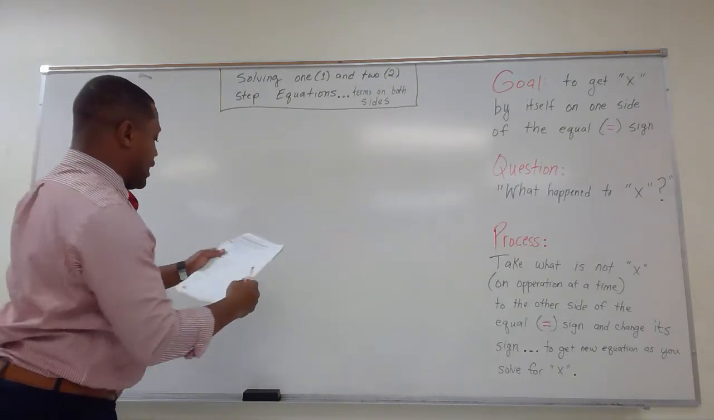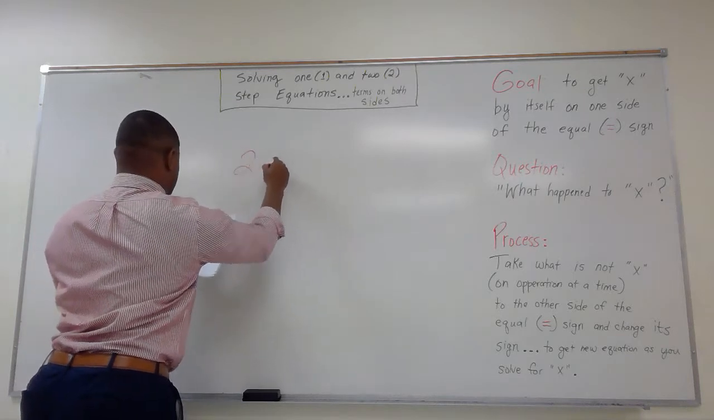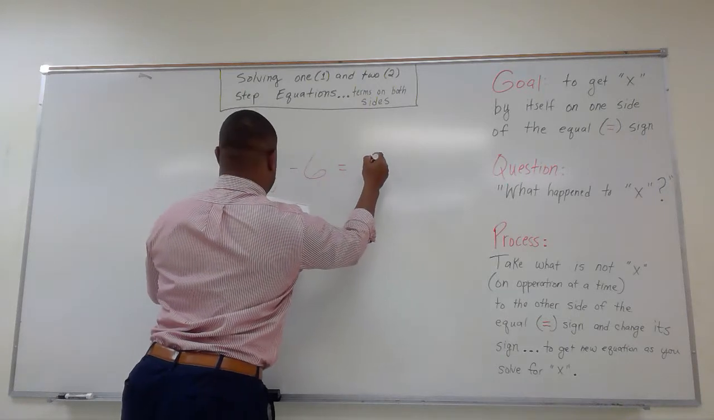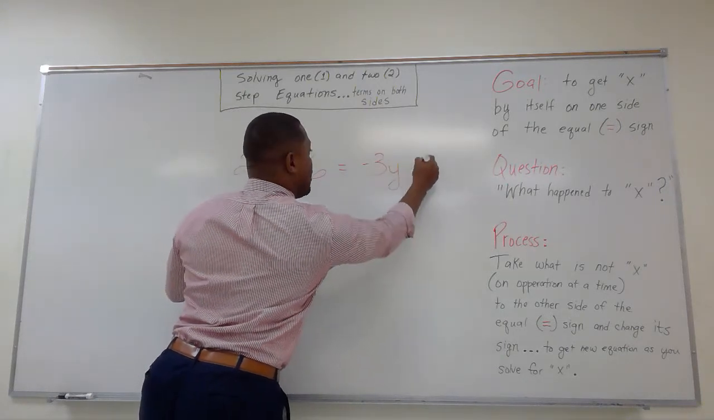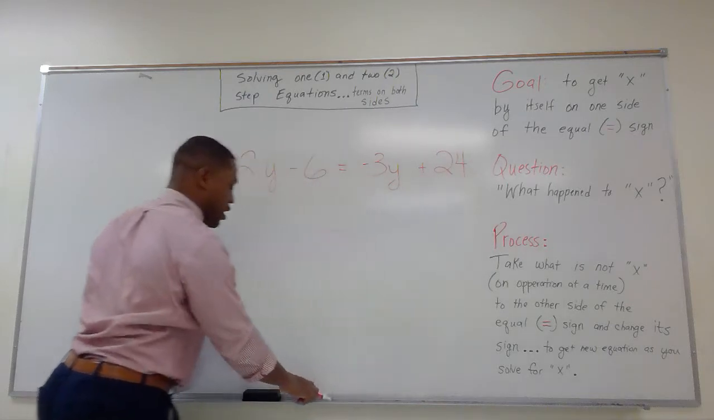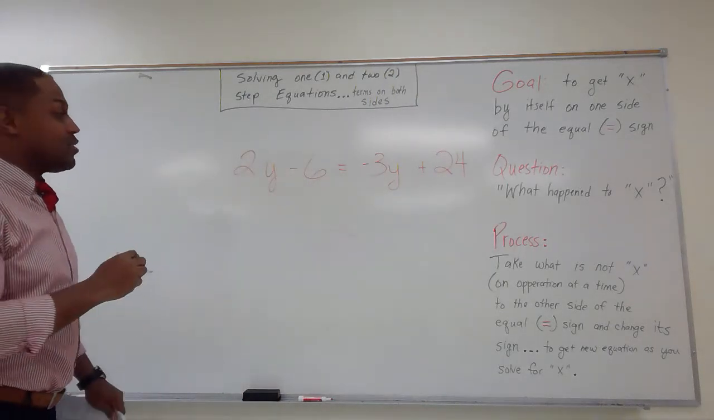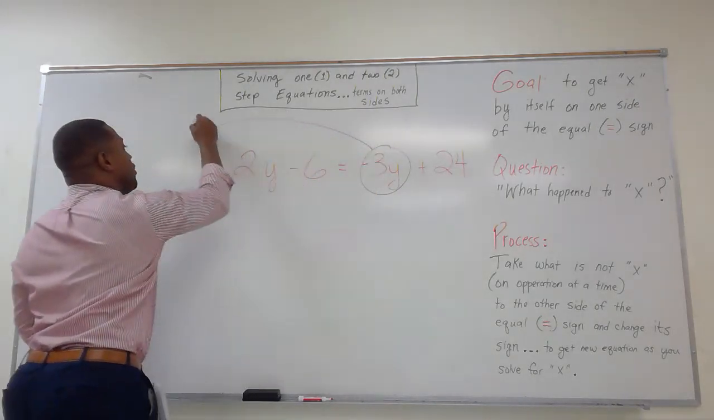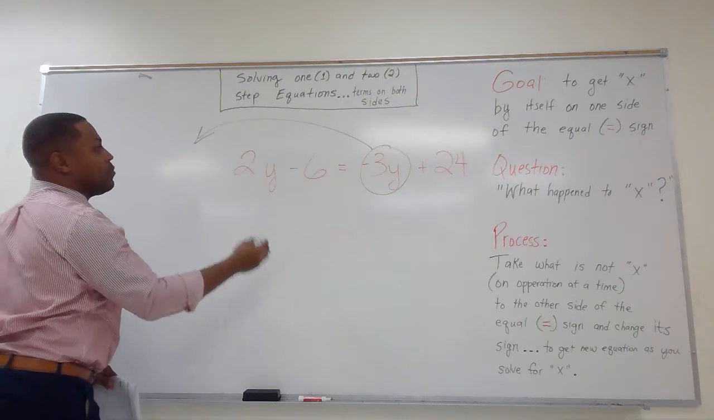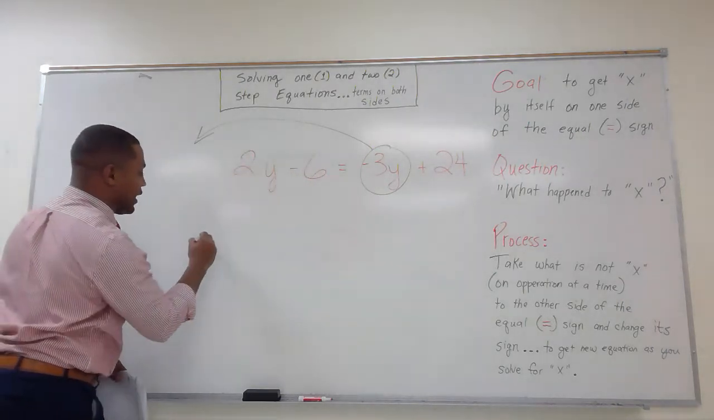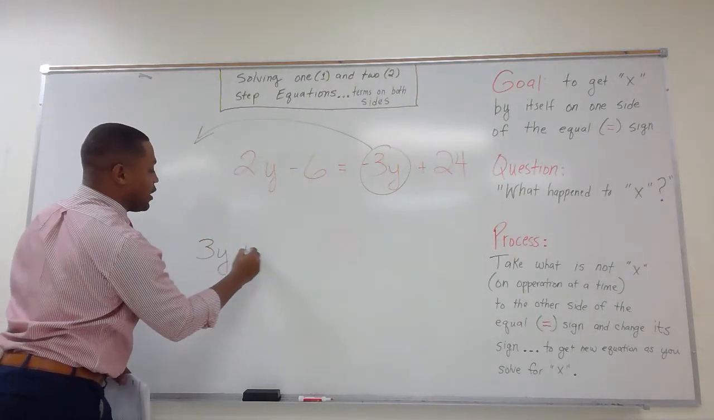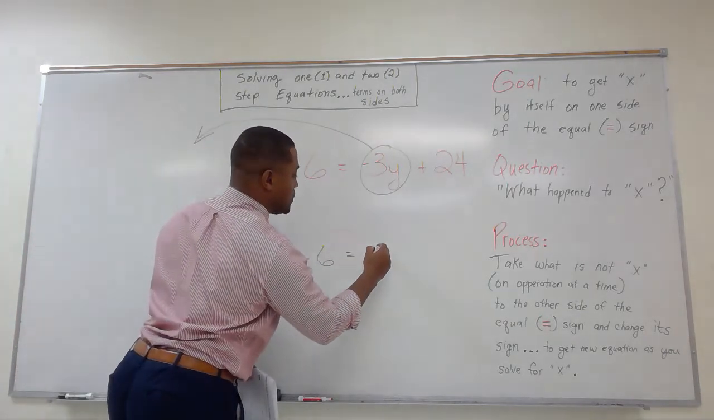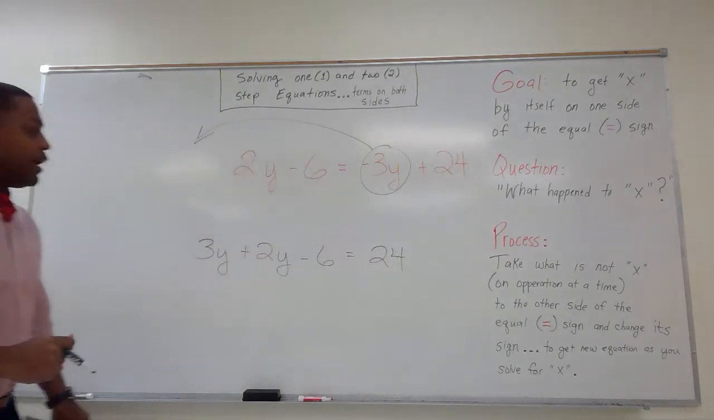How about 2y minus 6 equals negative 3y plus 24. I've got to get my y's on the same side of the equal sign. So I'm going to move him over. Since he's becoming positive, I'm going to go ahead and let him be at the far left. And this is my new equation.